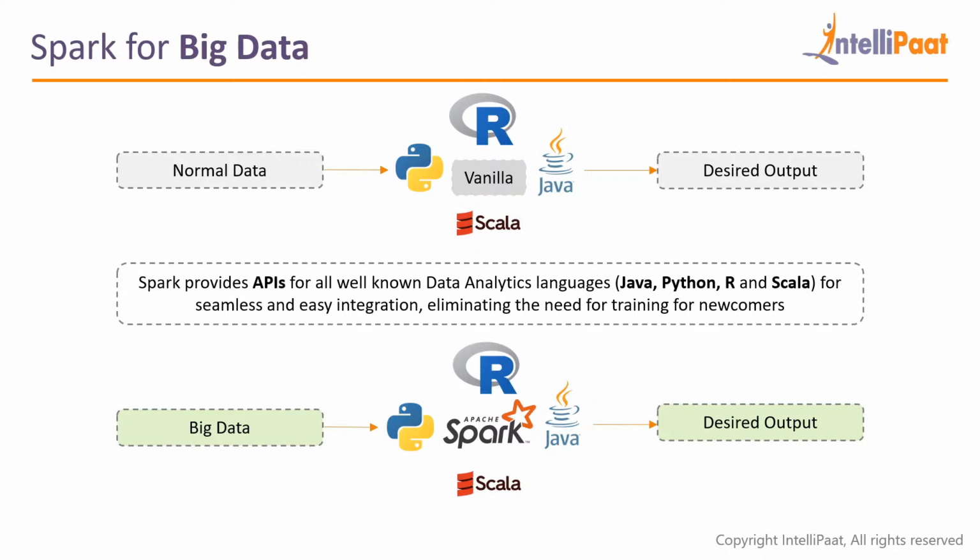So Spark, Apache Spark, as we were discussing before, provides APIs. For these well-known data analytics languages like Java, Python, R, and Scala, Spark provides APIs. So you can basically start up a code file out of any of these languages, just import the Spark library, and basically use the same language as you were using earlier for analyzing your normal data. But in this case, just by using the Spark libraries, you can analyze big data as well.